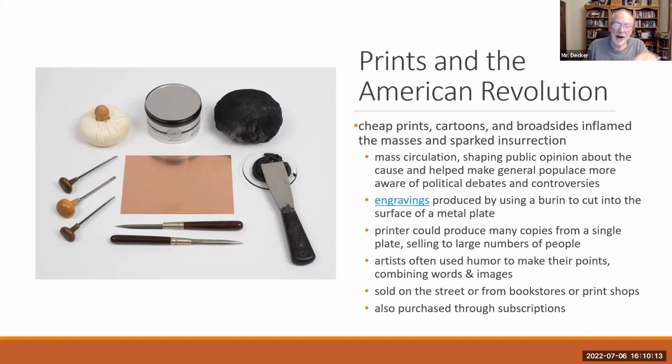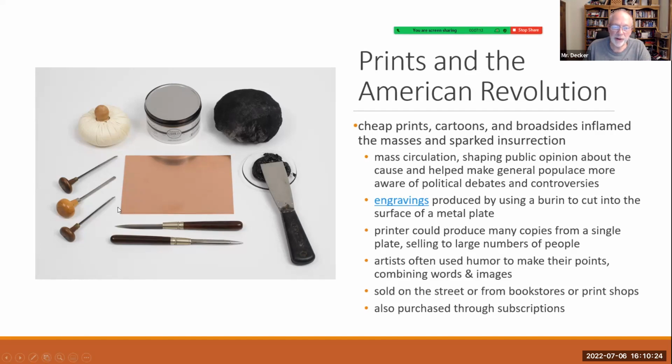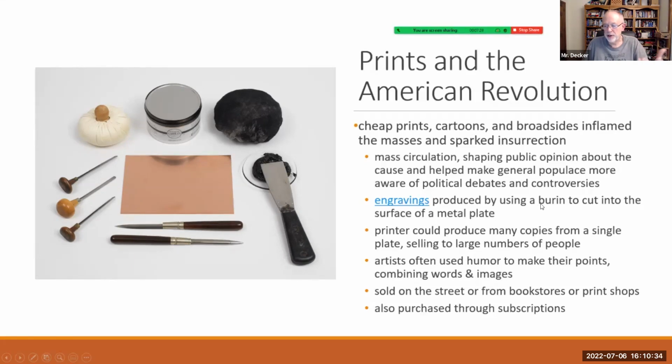So how do they get this out into the masses? Well, if you've got a drawing or an artwork, somebody has to make a copy of that. And what happens is you have a metal plate, usually either copper or zinc, and then you take, these are different sized burins. Engravings are produced by using a burin to cut into the surface of the metal plate. And then you've got ink that you smear into that.